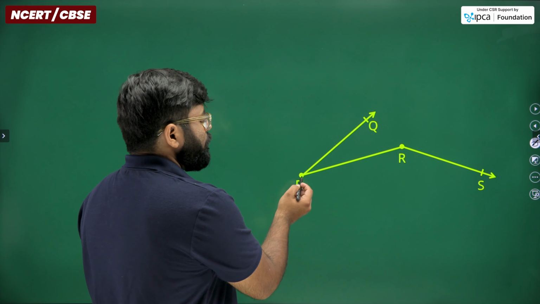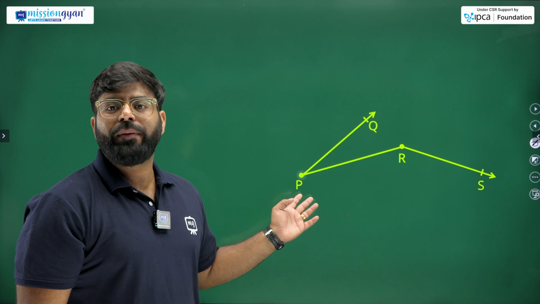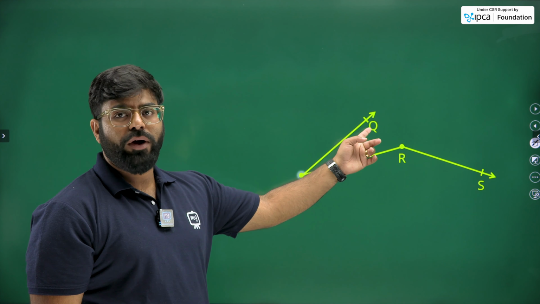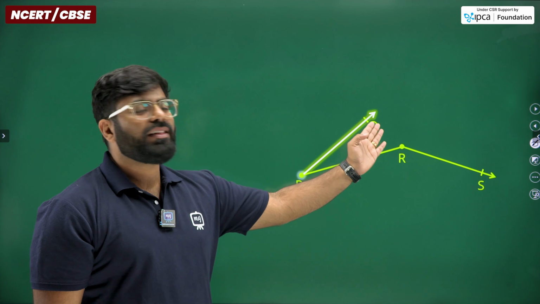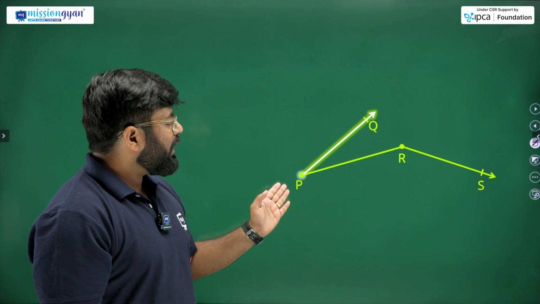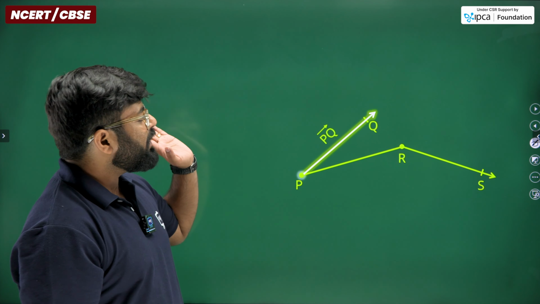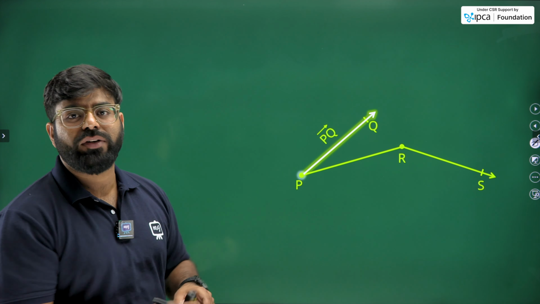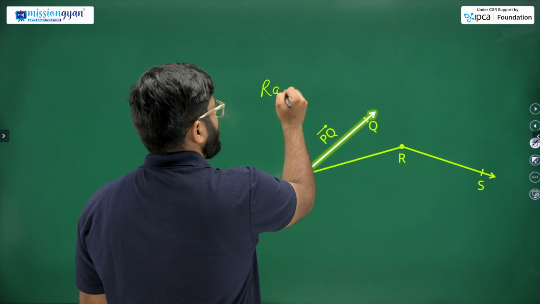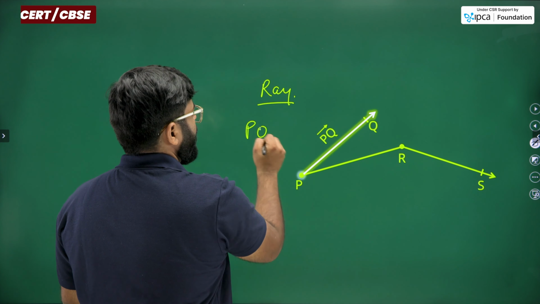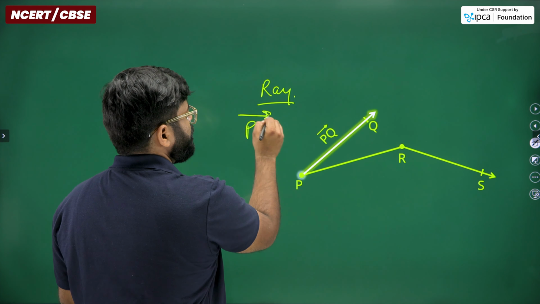So let's check. We do have a point P and we do have a point Q. That means it is going endlessly in this direction. So can we say that we have ray PQ? Is that clear? So we can say that we do have ray PQ. The first ray is ray PQ.